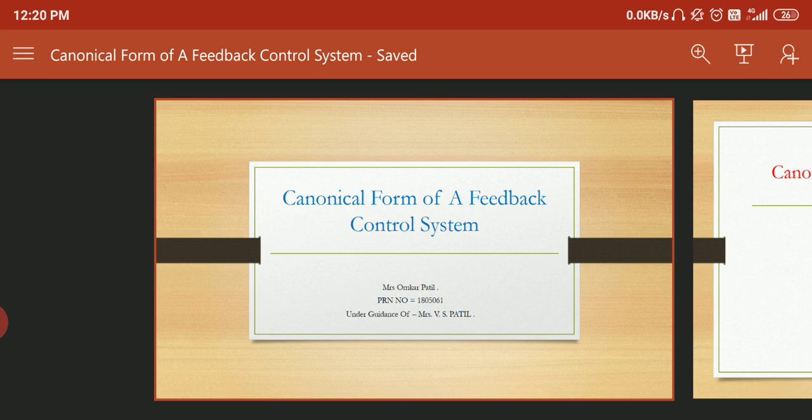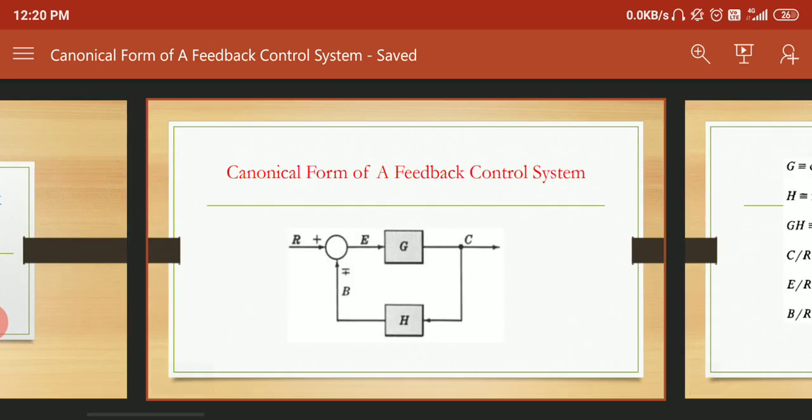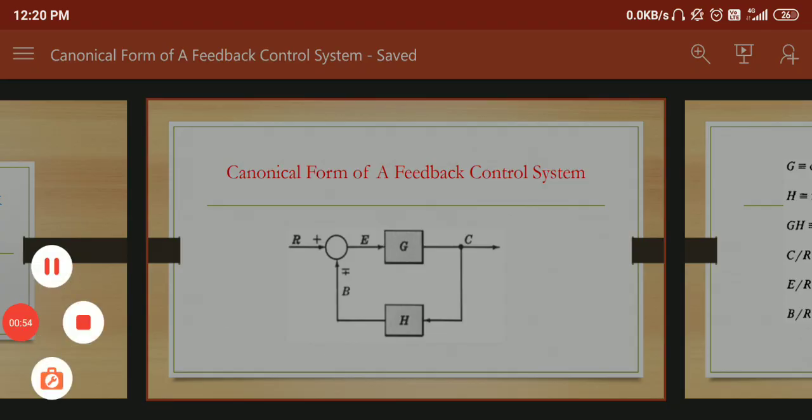For learning canonical form, we must know the definition of the canonical form. That is, the canonical form is the actual format of the block representation. In simple words, the actual format of a block representation is known as canonical form. As simple as that. And for learning the canonical form, we have to take this block diagram into consideration.